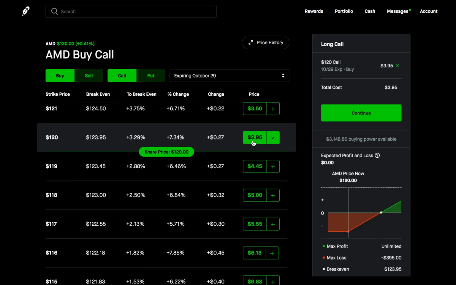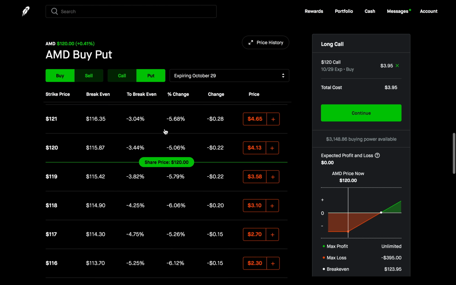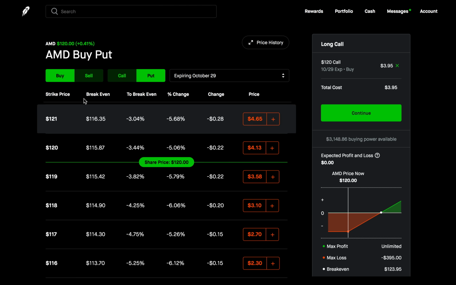Now I'm going to switch over to puts. So here we are on the puts, same expiration. We don't change that. Now what I want to do here for the puts is, again, go ahead and find the at the money put option. Since I did buy for this call, I also want to do buy for this put. If I had done sell for the call, I would want to do sell for the put. So they just need to be the same type here. If you're buying one, you need to buy the other one. If you're selling one, you want to sell the other one.